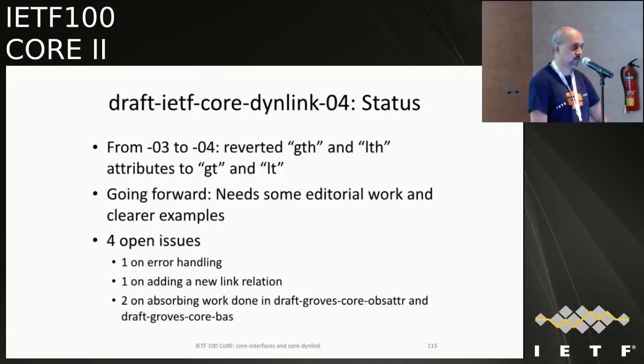Okay, and for dynamic links, we switched back after Tim brought up the problem of GTH and LTH to GT and LT, so that it's more aligned with lightweight M2M. And again, going forward, probably this one needs a lot more editorial work than the interfaces. So the examples need to be made much clearer. There's 4 open issues, and all of them need to be resolved. So two of them are actually on absorbing some work done in two drafts. One of them is for adding a new link relation, and then another one's on error handling.